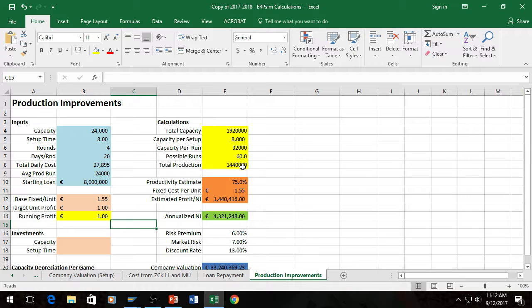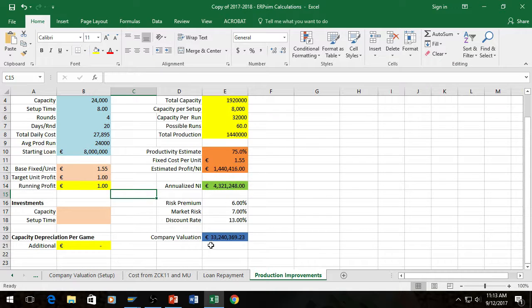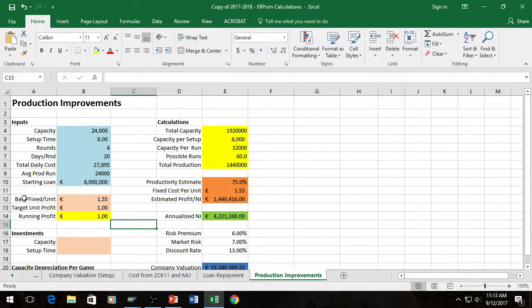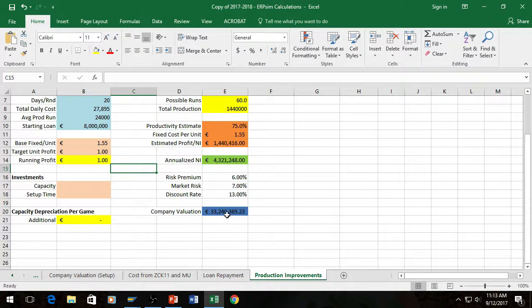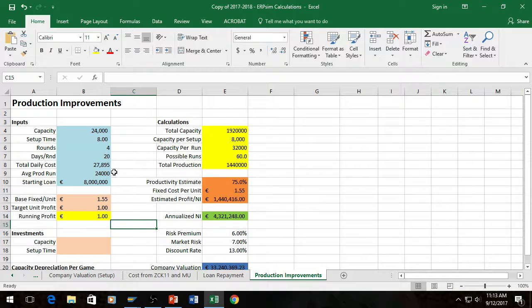So you can see here that if we are assuming we have €1 profit all the way through, we have total production of 1,440,000. If we were to sell every single one of those units, we would have net income of 1,440,000. Using the company valuation calculation, we have annualizing that 4.3 million, which comes out to a company valuation of 33,240,369.23. So this is based on if we were to have perfect production and sell every single unit, we can assume that we would have 33,240,000 in our company valuation at the end of 4 rounds, 20 days.